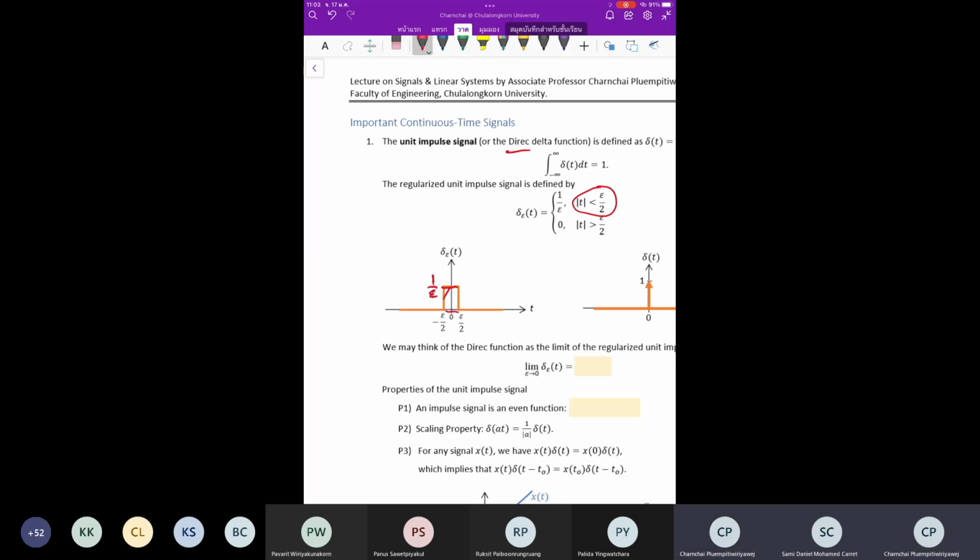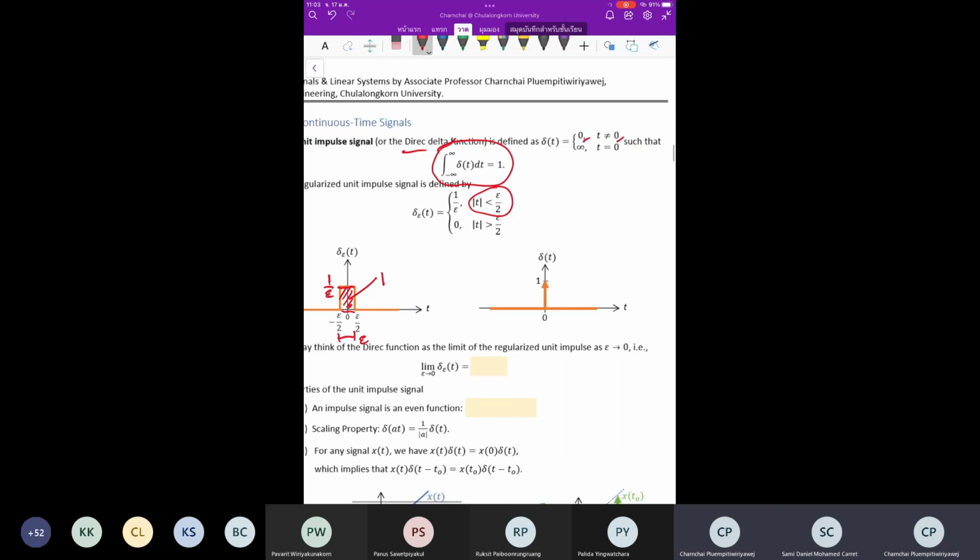And you can see here the area under the graph. How much is the area under the graph? What's the width here? Epsilon, right? And the height is 1 over epsilon. So what's the area under the graph? 1. Which corresponds to this one. This one means the area under the graph is 1.